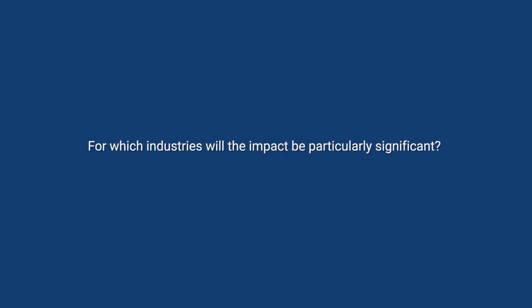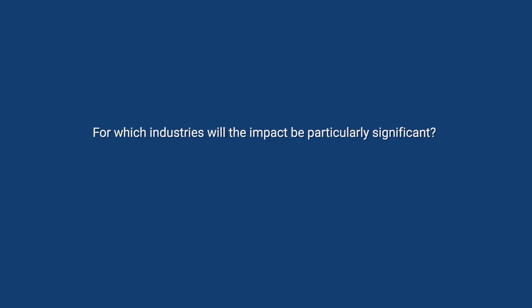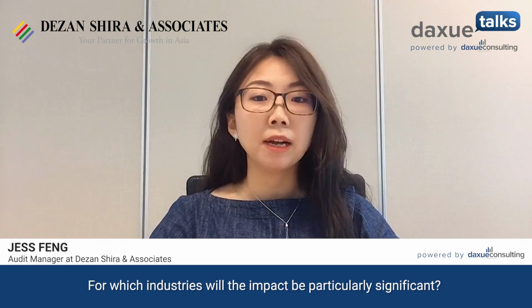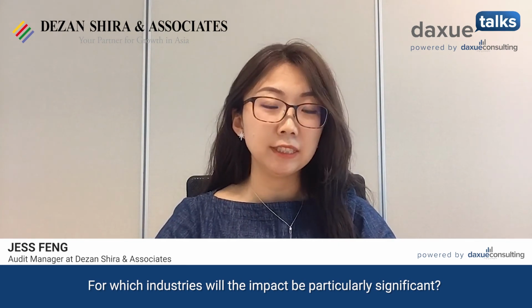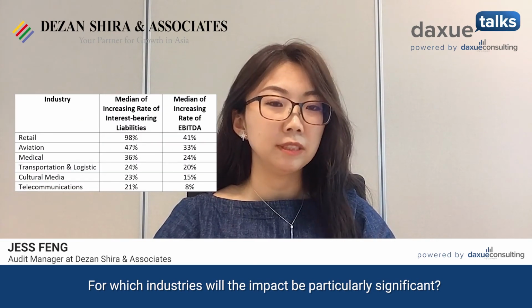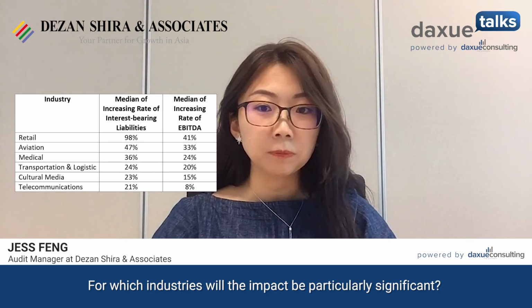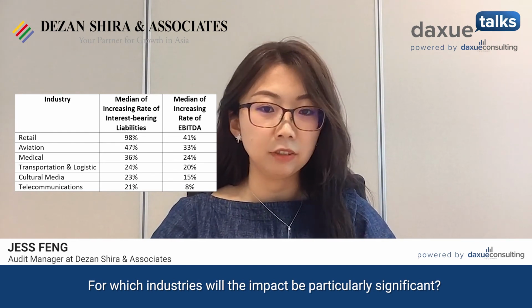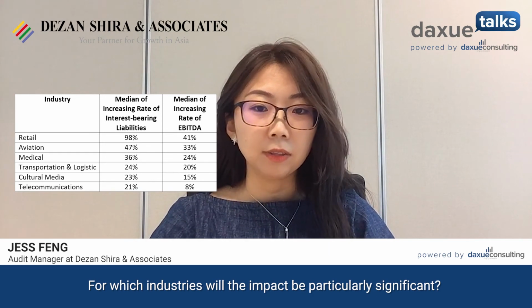For which industries will the impact be particularly significant? The new lease accounting affects the lessee the most, and the impact will be particularly significant for industries that heavily adopt the operating lease model. For example, in a research conducted by PwC regarding the impact of the new lease accounting on different industries, they found that more than half of the manufacturing businesses around the globe find their interest-bearing debt ratio increases by 98%, almost doubled, when they start applying the new lease accounting and recognize lease liabilities on the balance sheet.